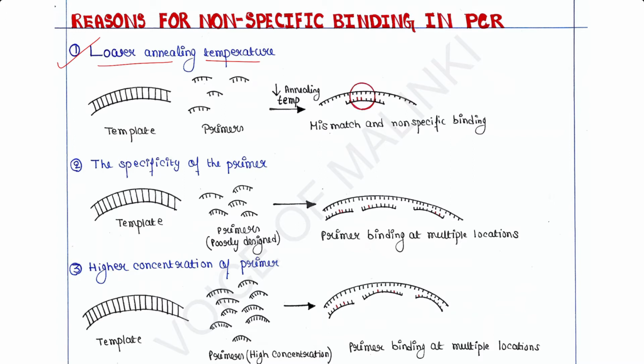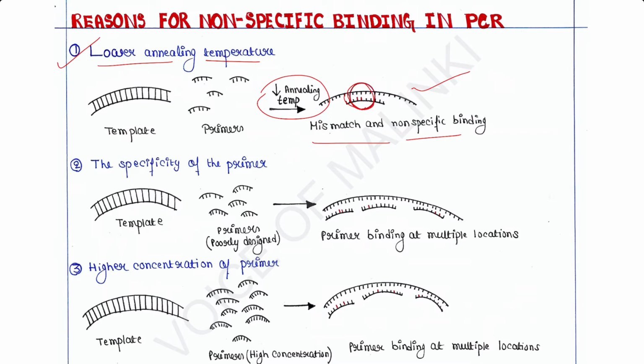If the annealing temperature of the PCR reaction is lower than its original annealing temperature, non-specific bindings do occur between the primer and template sequence. This is because at lower temperature, it is easier for the primer to bind the template in spite of the sequence mismatch. Here we can see that the sequence mismatch is there between the template and the primer, but the binding occurs between the primer and template, and it is the non-specific binding because of the lower annealing temperature.